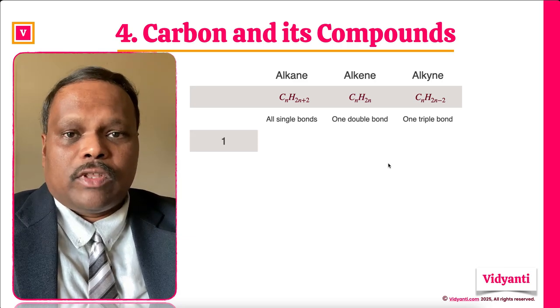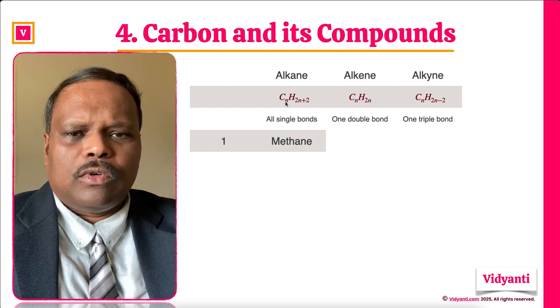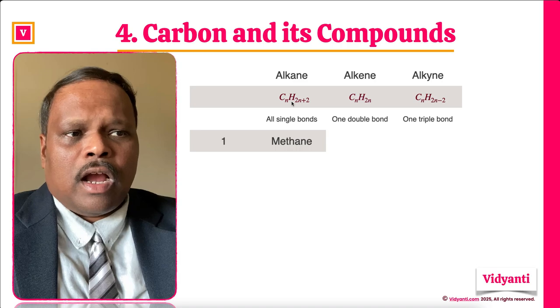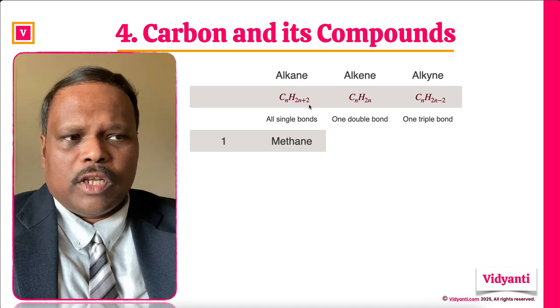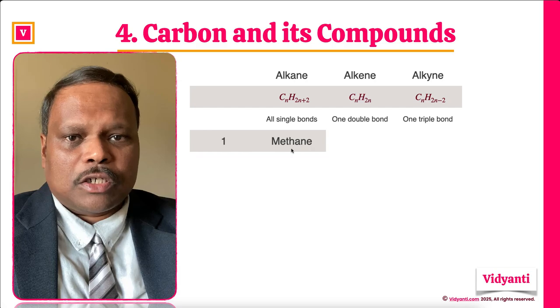So let's start with 1. If you have 1 carbon atom, then this will be referred to as methane. So this will be C1. Well, 1, if you write it or don't write it, it doesn't matter. Hydrogen atoms will be twice of 1 plus 2, so it will be 4. So CH4 will be the chemical formula of methane.